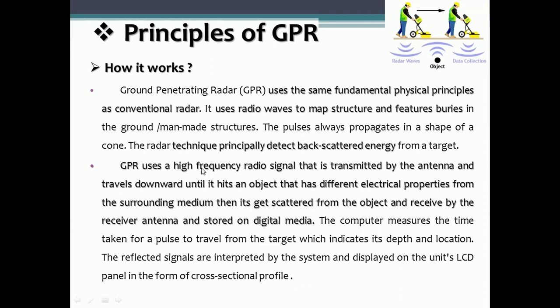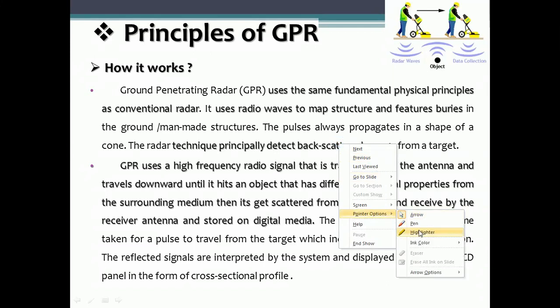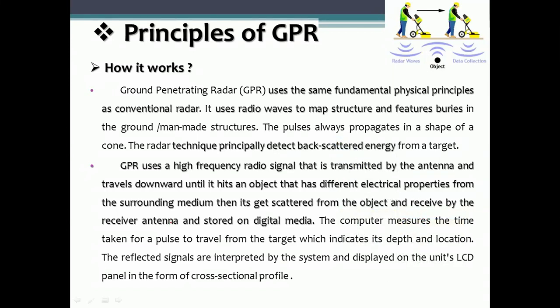It works in a similar way: whatever waves are transmitted by the antenna and reflected back are stored in the digital media. So the scattered waves from the object are stored via the receiver antenna in the digital media. The attached computer can measure the pulse travel time from the target to the indicated depth. So we can get the cross section on the LCD panel that has been attached.